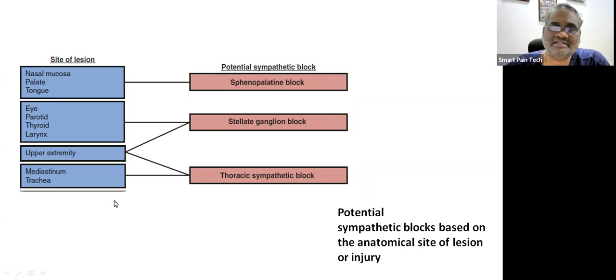Thoracic sympathetic block is for the upper extremities as well as the mediastinum and trachea. We usually don't do it for this at all. Only for upper extremities, I usually do upper thoracic sympathetic blocks.